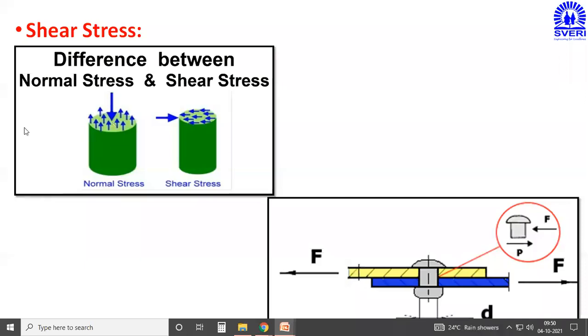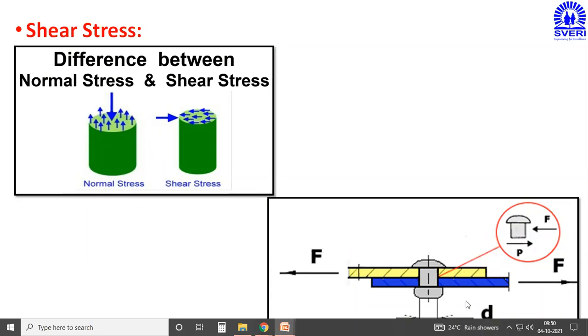But in the second figure, the arrows are parallel to the cross-sectional area, which means whatever shear force is induced in the body, whatever shear stresses are induced in the body, that shear force or shear stress is parallel to the cross-sectional area. Here the body is subjected to two equal and opposite tangential forces.